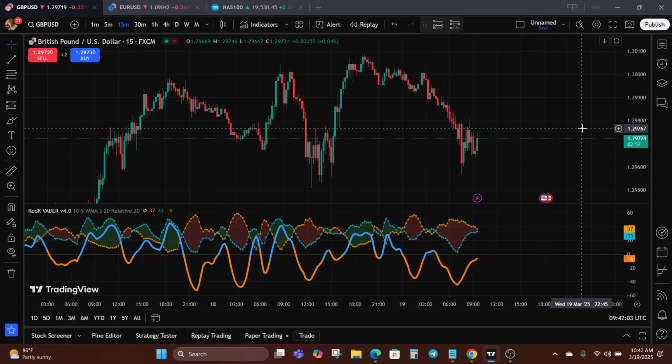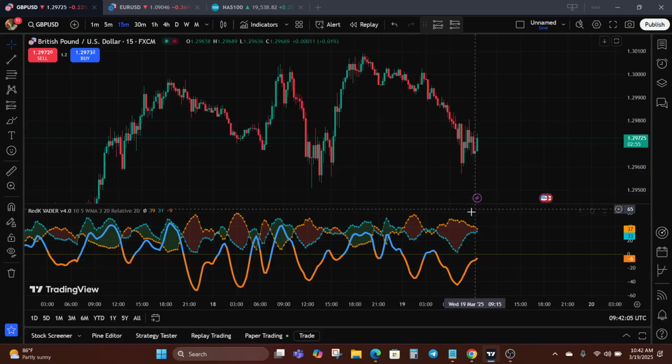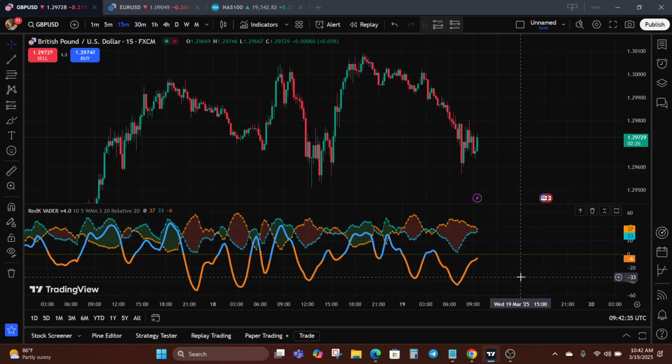All right, now the VADER indicator, as you can see, has a midpoint, a middle line, which is the zero level. The zero level, as seen in many other indicators, usually demarcates the positive territory from the negative territory, and that is the same case with the VADER indicator, right? So the positive territory indicates bullish momentum as usual, while the negative territory indicates bearish momentum as usual.